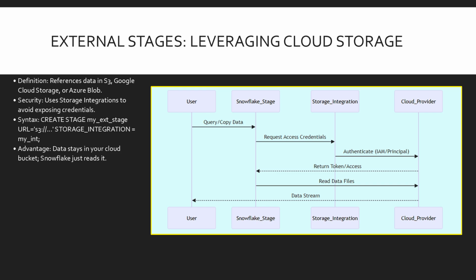This sequence shows the secure handshake for external stages. The user initiates a request to the Snowflake stage. The stage doesn't store credentials, instead it calls the storage integration. The integration authenticates with the cloud provider like AWS or Azure using secure IAM roles, not static passwords. Once validated, the cloud provider grants access, allowing Snowflake to read the files directly from your bucket and stream the data back to you.